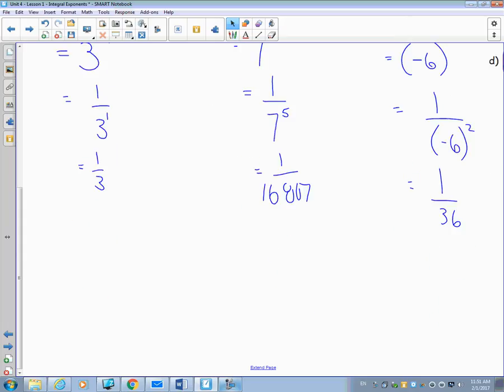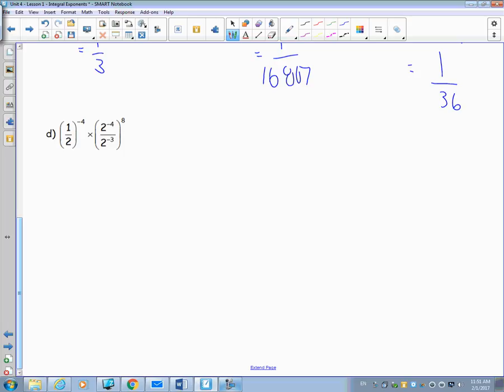And last one, letter D. Put it all together. Okay, where do I start with this? A bunch of messy things. Well, on the left-hand side of this, I see a negative exponent. And since I can't simplify inside the bracket, all I can do is deal with the negative exponent. So I apply it to the top, and I apply it to the bottom, or I just flip the fraction.